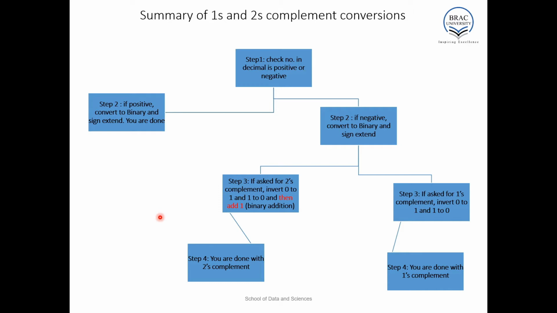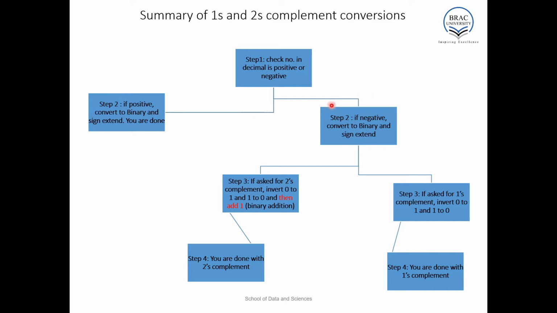To convert a decimal number to its corresponding 2's complement form, we first need to check if the decimal number is a positive or a negative one. If the given decimal number is a positive one, we just need to convert it to its corresponding binary form and then perform a sign extension operation. However, if the given number is a negative decimal one, we have to do a few additional steps.